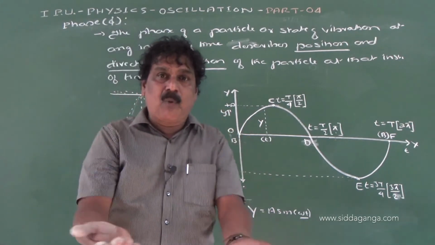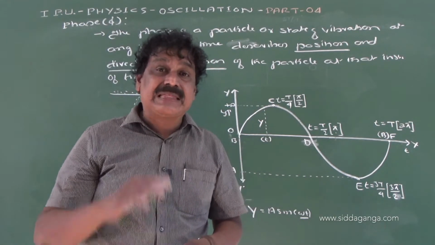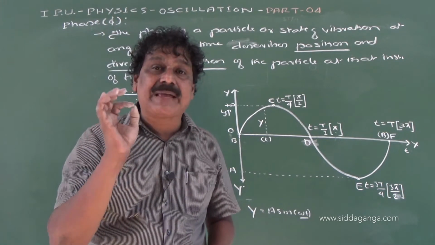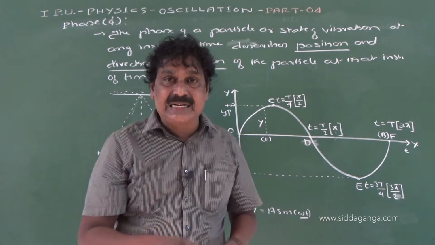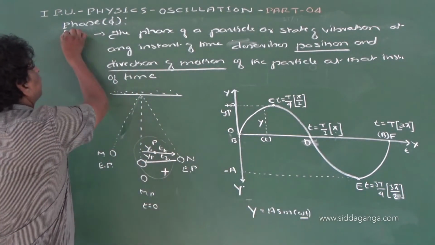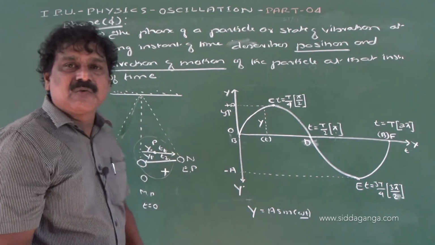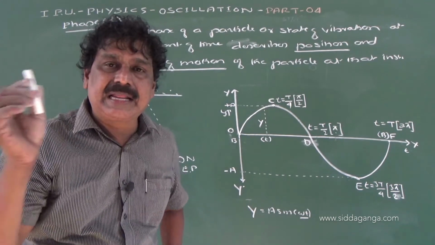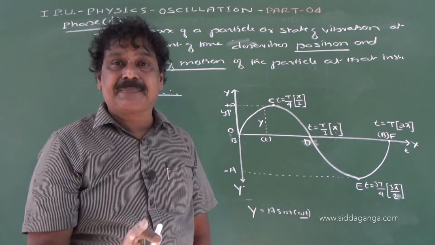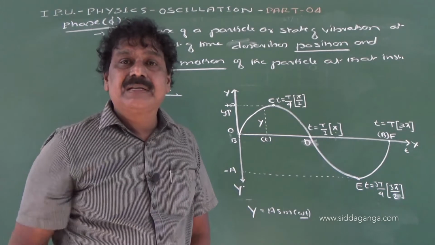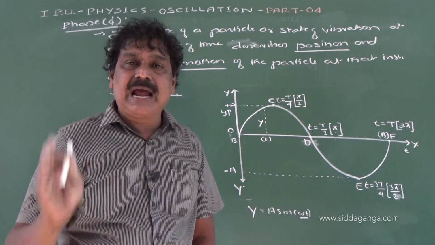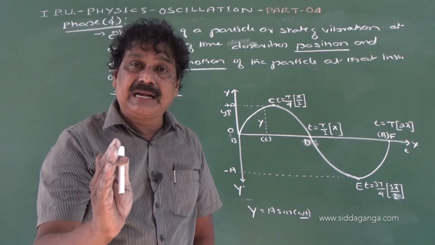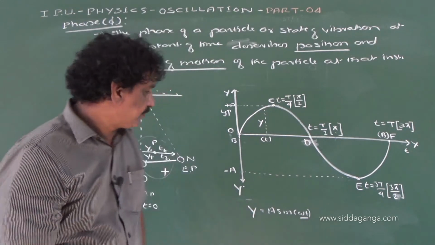This physical quantity that gives both position and direction of motion of a vibrating particle at any instant of time is called phase. So, phase or state of vibration of a particle at any instant of time t gives the position and the direction of motion of the particle at that instant of time.